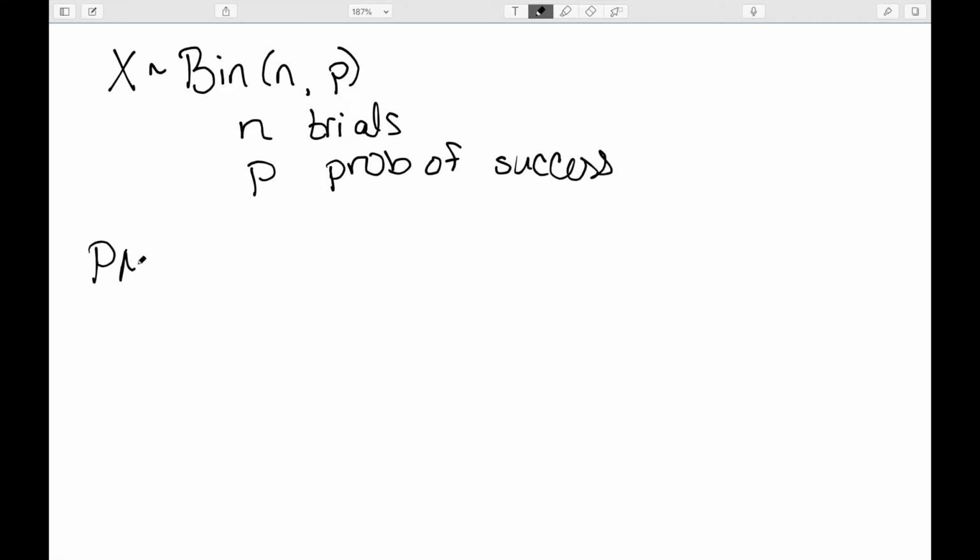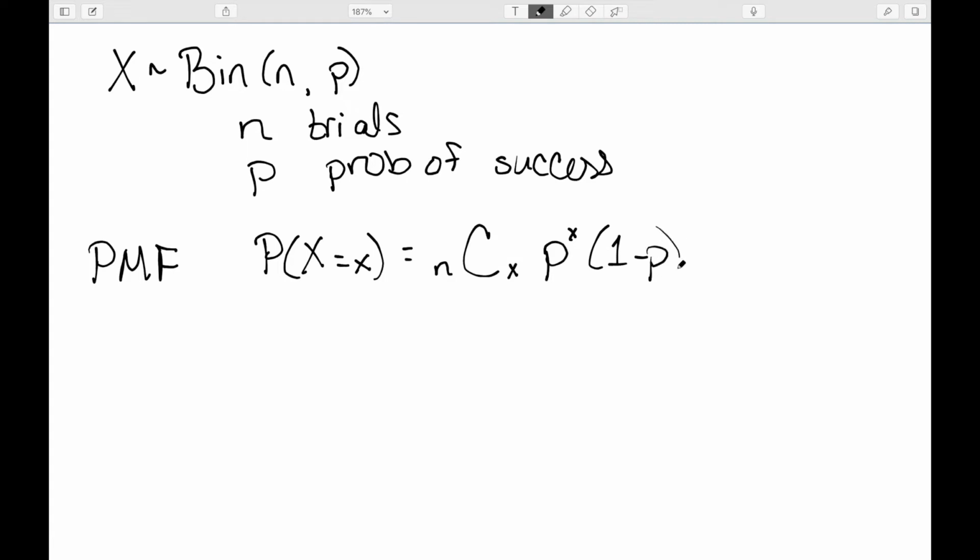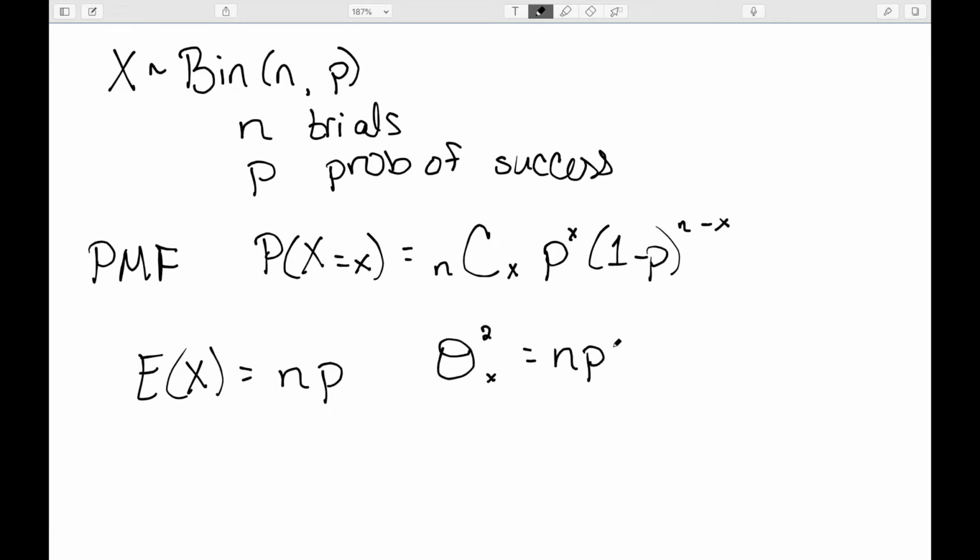In this case, my probability mass function is given by the probability that X is equal to x, which will be the combination n choose x times p to the x times 1 minus p to the n minus x. And this distribution has expected value given by np, and variance given by np(1 minus p).